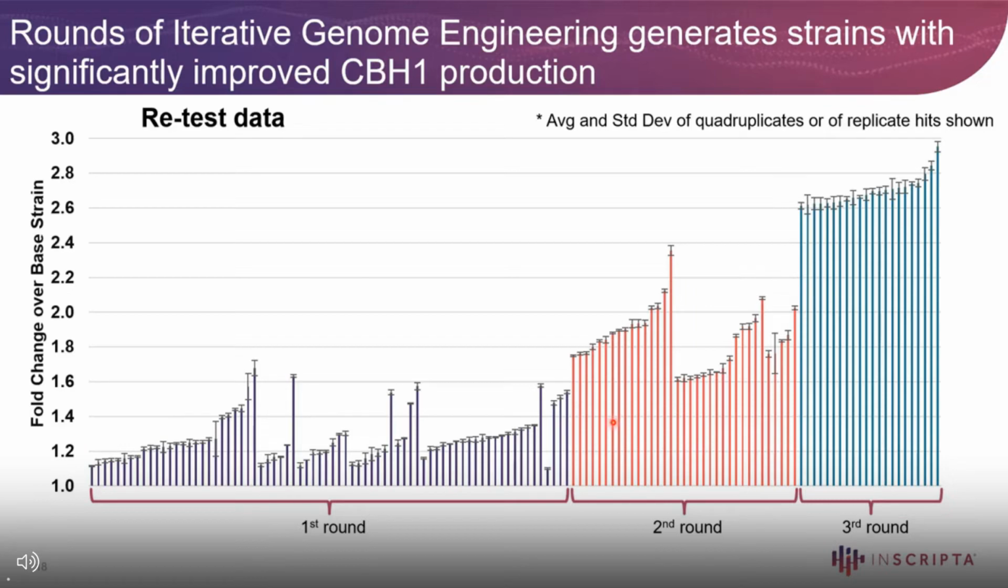And you can see again here that from the first round to the second round to the third round, we're continuously improving CBH1 expression. These error bars here show the standard deviation of quadruplicate measurements, showing that there's very low noise in the assay, and that these strains are indeed improved over the previous round hits.